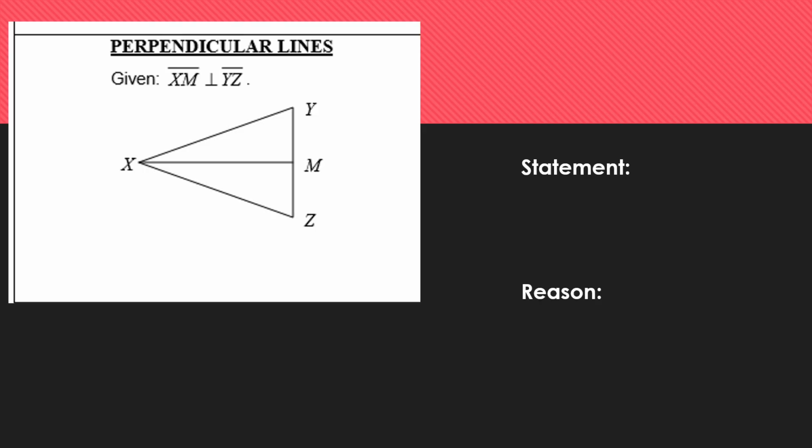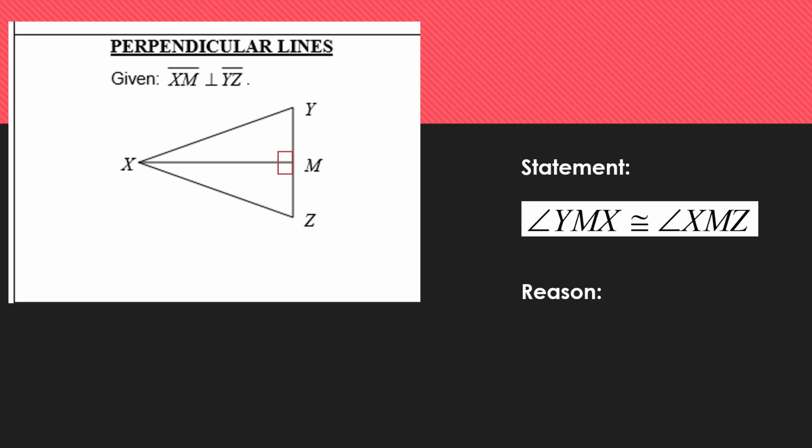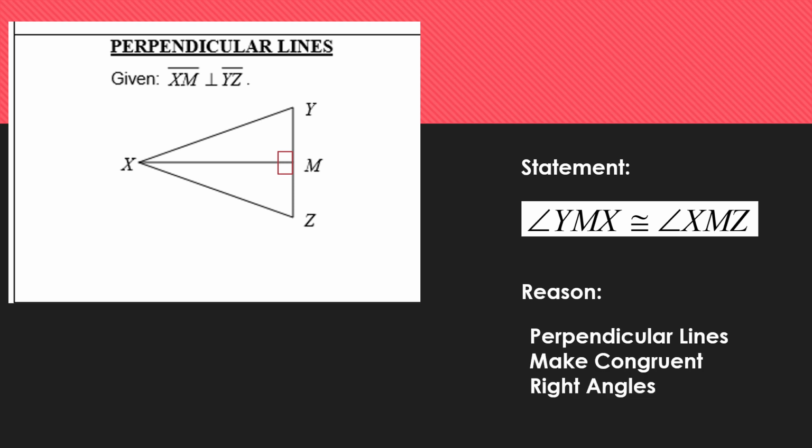For this one, we have perpendicular lines now. So we have XM is perpendicular to YZ, and whenever you see perpendicular lines, you need to know that they make right angles. That's just something we need to know by now. So our statement here would be angle YMX is congruent to angle XMZ, and the reason is because perpendicular lines make congruent right angles. Again, we've stressed that. This is something that you just need to know by now.